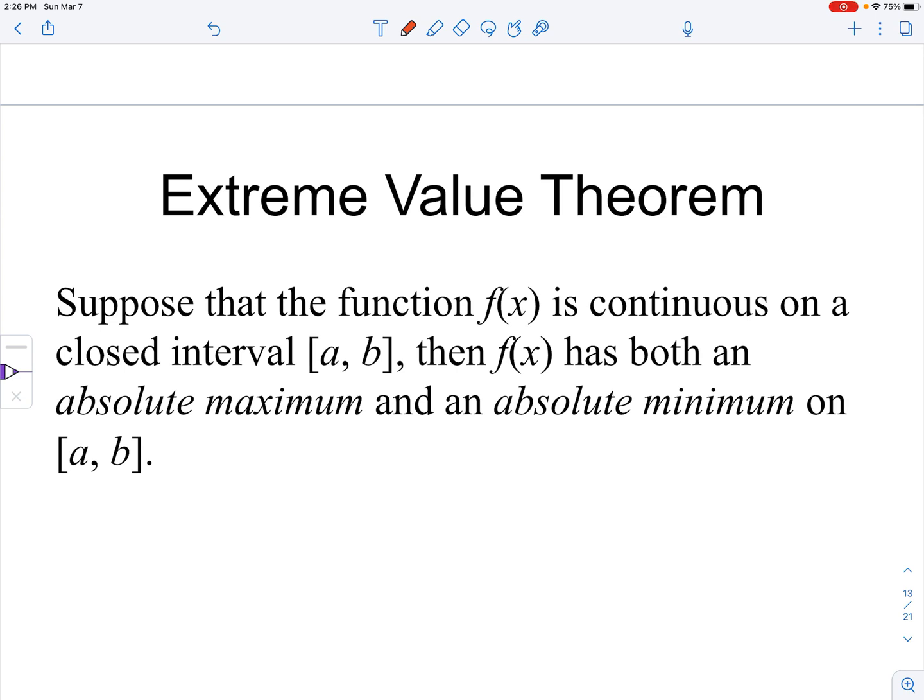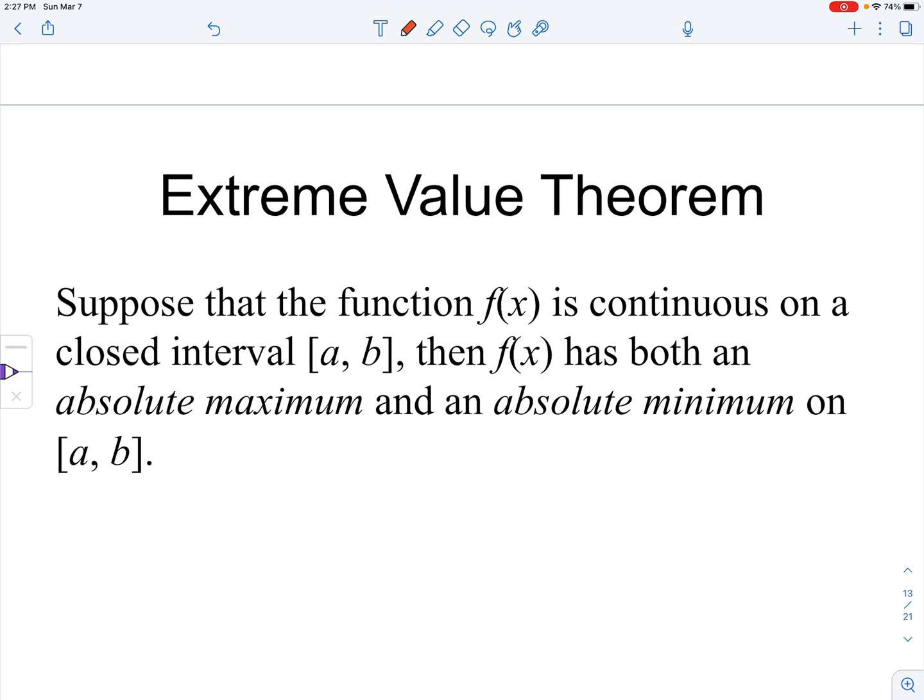Okay, this is the extreme value theorem. The extreme value theorem says, suppose the function f of x is continuous on a closed interval from A to B. Then the function has both an absolute max and an absolute min on that closed interval.